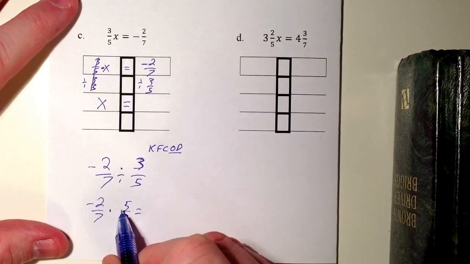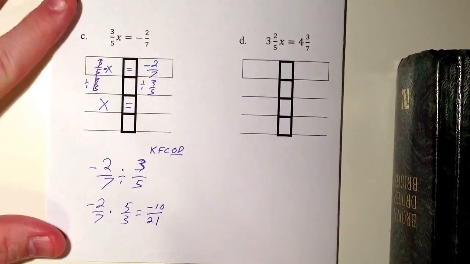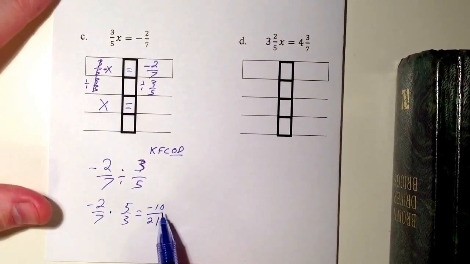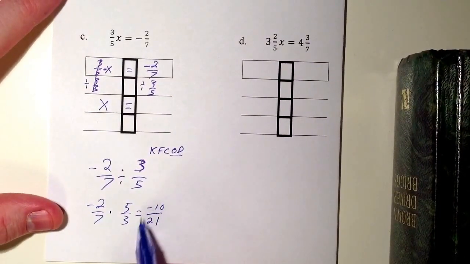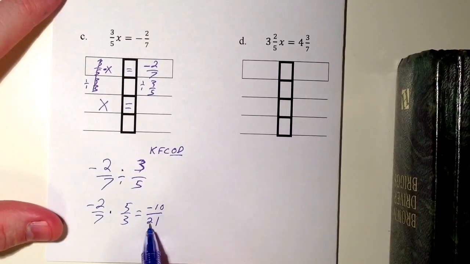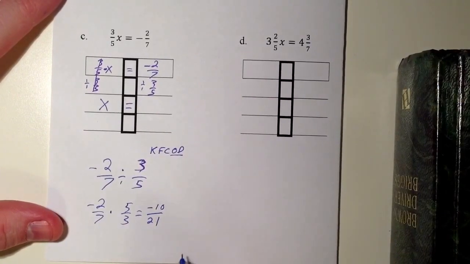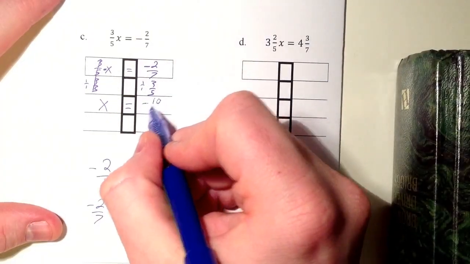So this becomes negative 10 over 21. Then I ask myself, is there anything that goes into this? Can this reduce at all? The only things I know that go into 21 are 7 and 3, and 7 and 3 don't go into 10. So that's my answer, negative 10 over 21.